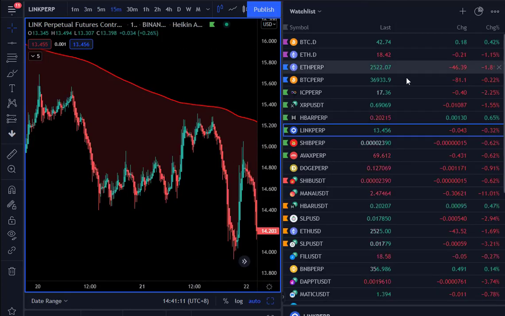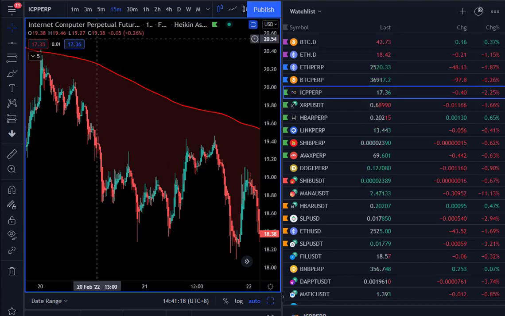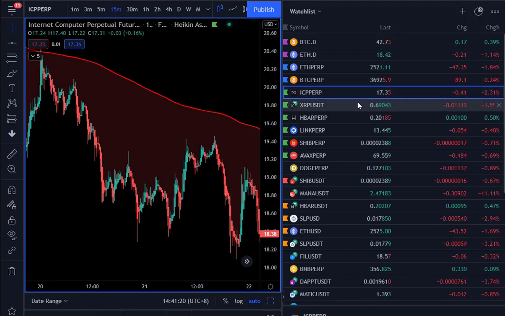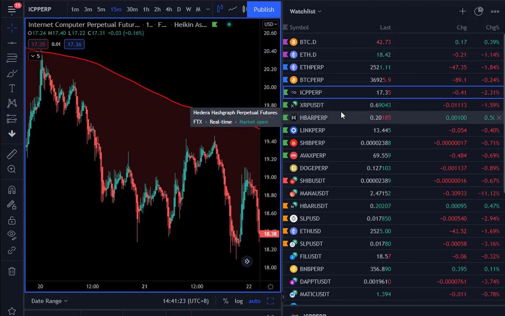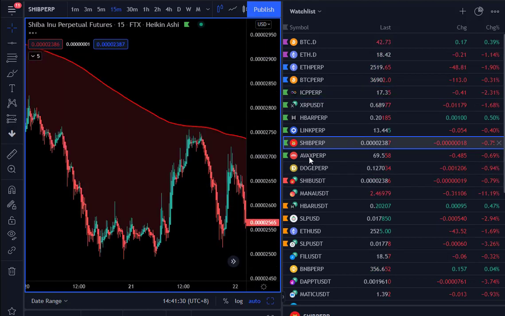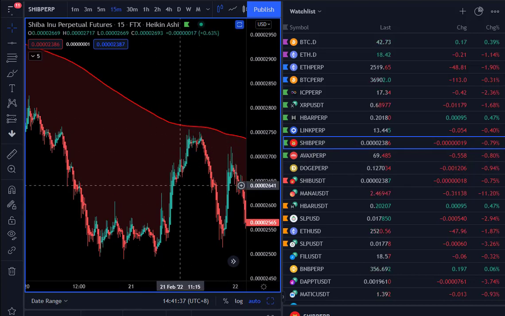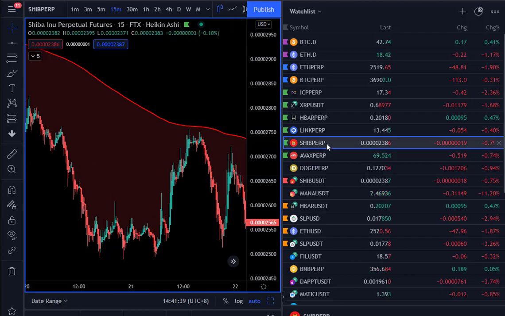Which cryptocurrency do I trade on? It's also very important. I normally trade on ICP, Internet Computer. This is my top 5 that I trade on: ICP, XRP, HBAR, Link. Do not trade on meme coins like Shiba and Doge, because normally I notice these two don't really follow the indicators very well. It's based on trend.